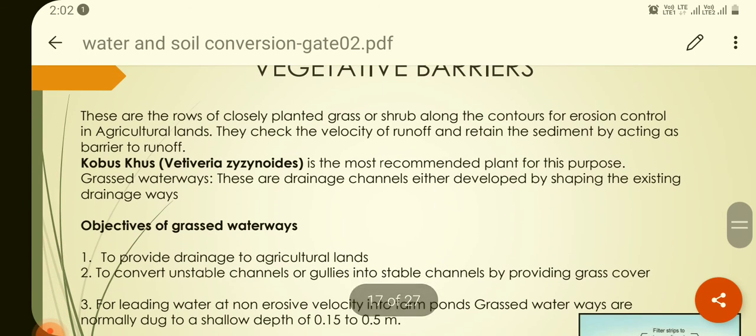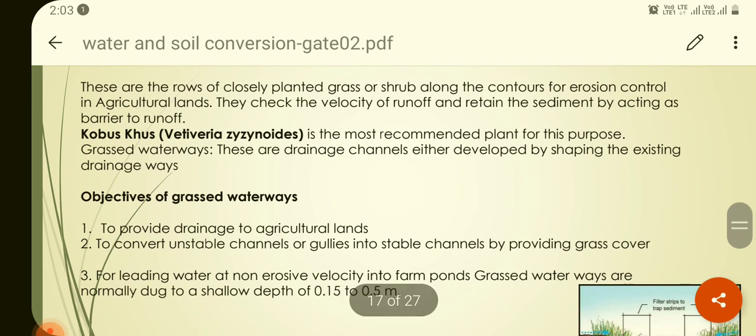So these are the rows of the closely planted grass or the shrubs along the contours for the erosion control in agricultural land. They check the velocity of the runoff and retain the sediments by acting as a barrier to the runoff. Khus, that is Vetiveria zizanioides, is the most commonly recommended plant for this purpose.